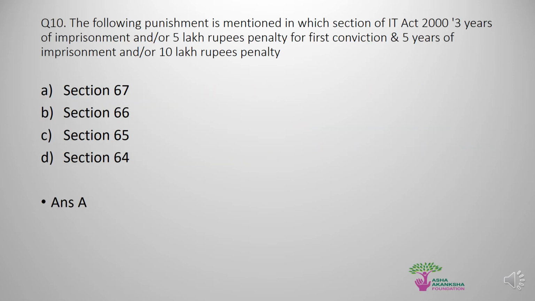Next question is, the following punishment is mentioned in which of the sections of the Information Technology Act 2000? Statement is 3 years of imprisonment or 5 lakh rupees penalty for the first conviction and 5 years of imprisonment and 10 lakh rupees penalty as fine. Options are A. Section 67, B. Section 66, C. Section 65, or D. Section 64. The correct answer to this question is option A, that is Section 67.